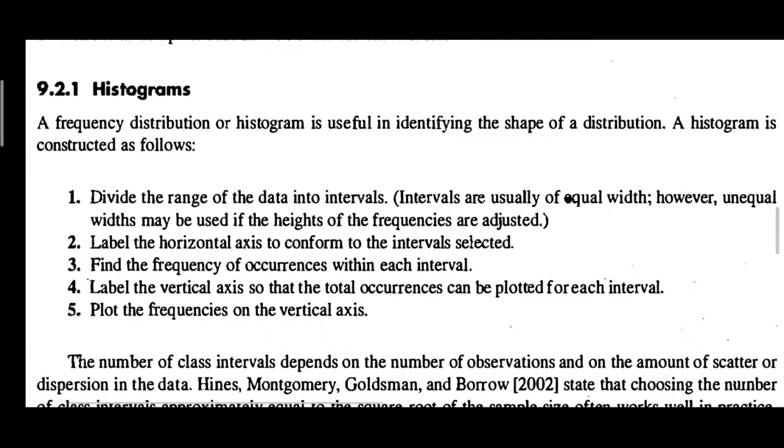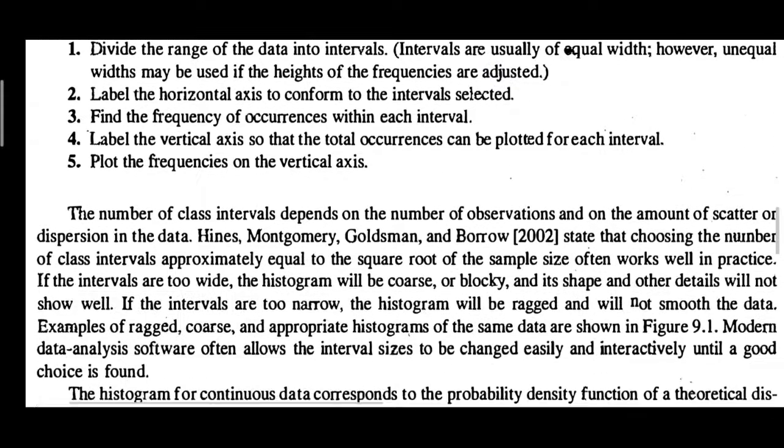Find the frequency of occurrence within each interval, then label the vertical axis so that the total occurrences can be plotted for each interval, and the fifth one is to plot the frequencies on the vertical axis. Along with an example as well as the diagrammatic representation, let us discuss them. Hope you are all familiar with the histogram representation.